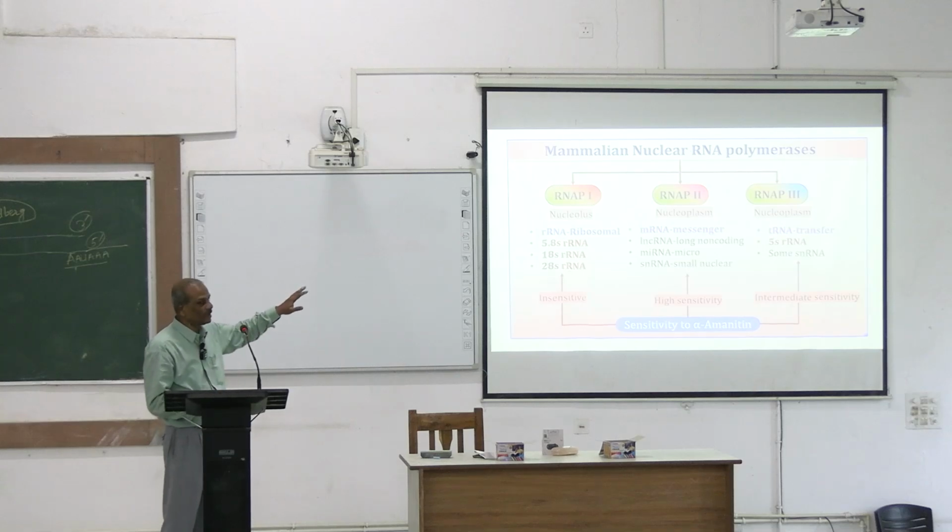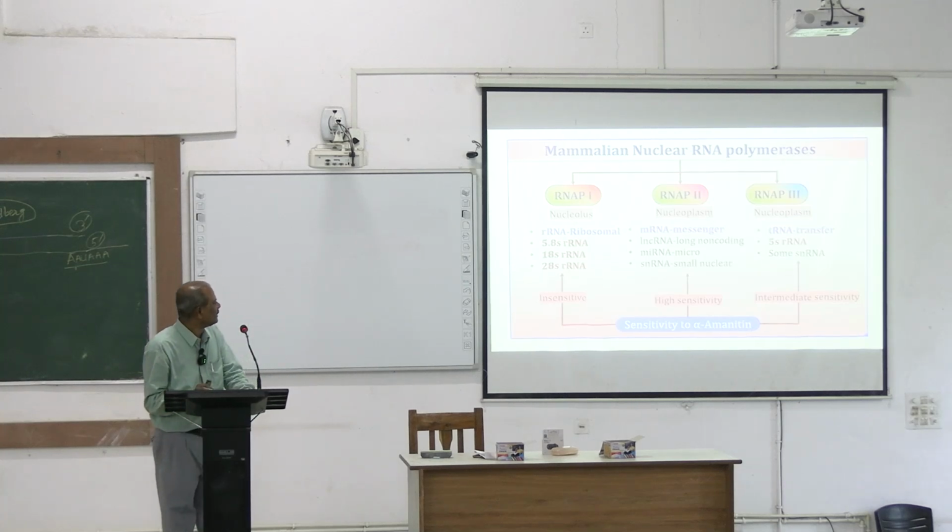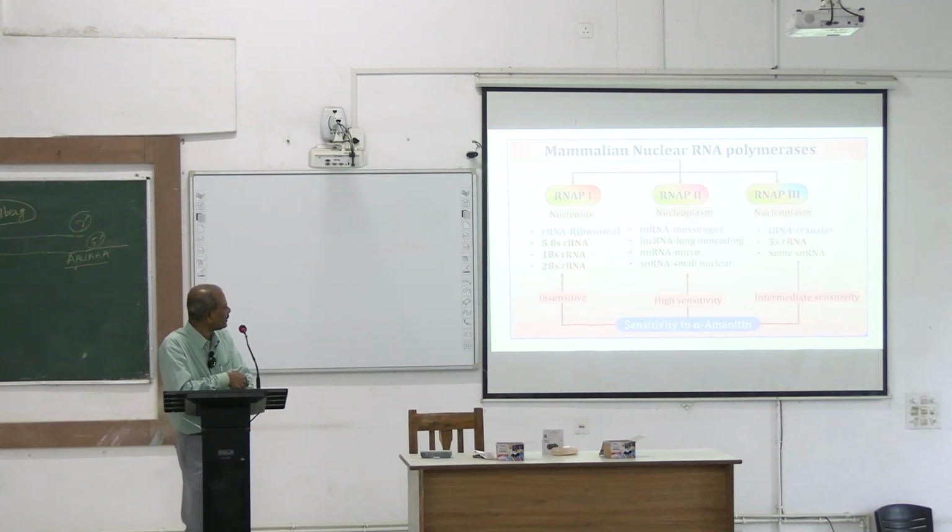So, RNAP2 in the nucleoplasm, the rest of the things whatever will be happening in the nucleus. The nucleoplasm is only the soluble part of the nucleus. So everything will be suspended in the nucleoplasm. So mRNA, as I told you, including long non-coding RNA also is produced, microRNA, snRNA, and RNAP3 will be for transcription.